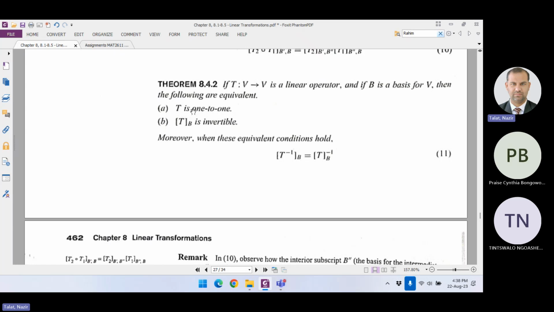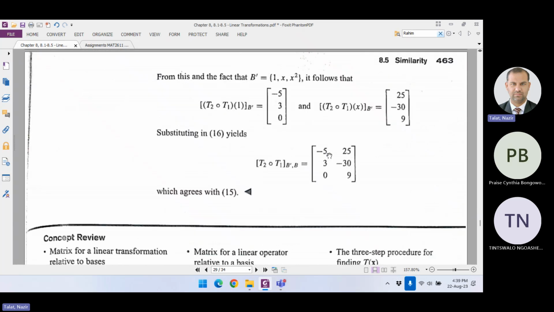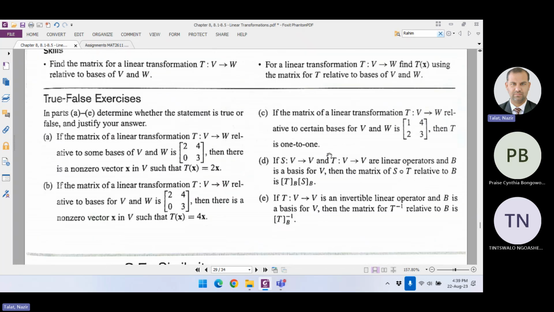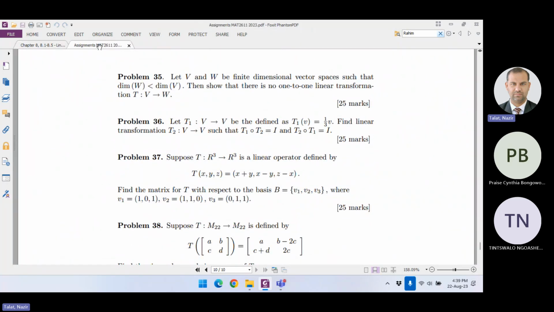Like if T is invertible, T is one-to-one, meaning T is invertible. Then it means this is invertible, and the matrix of T inverse relative to B is the same as the inverse of [T]_B. One can get the matrix A and find its inverse. So this is its equivalent form. So these are the problems regarding this. And now let's come towards some problems of that one.